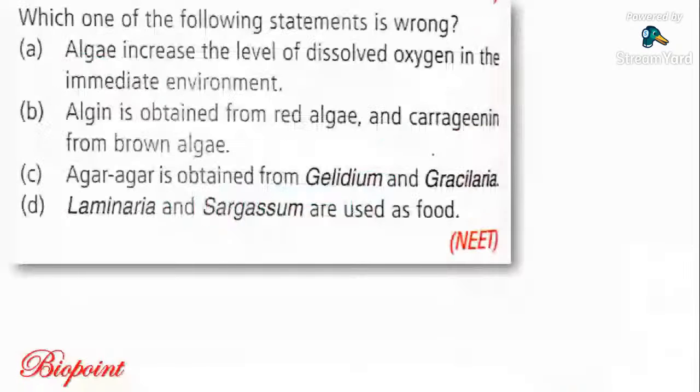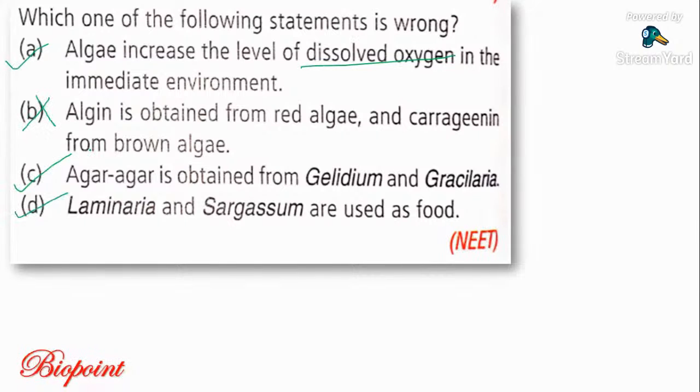Second question, last and the final question. Which one of the following statements is wrong? Algae increase the level of dissolved oxygen in the immediate environment. That is a correct statement. Agar agar is obtained from Gracilaria and Gelidium. Correct one. Laminaria and Sargassum are used as food. Yes, option B is the wrong statement.